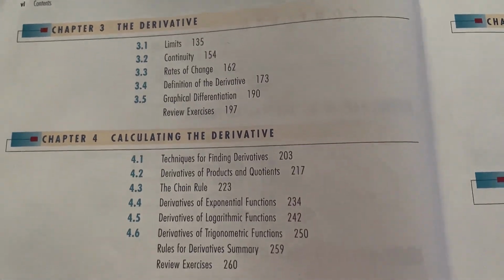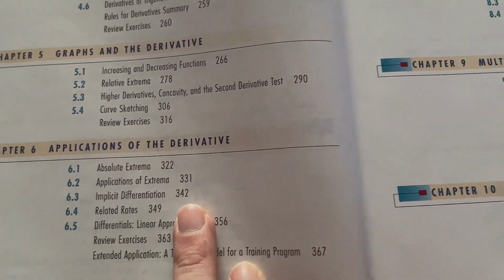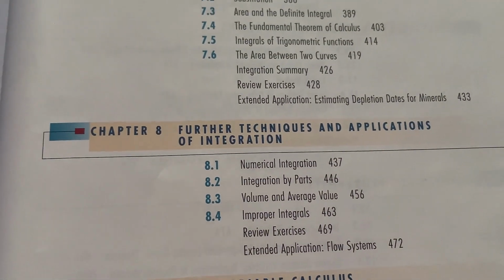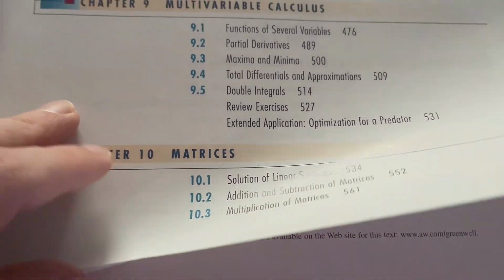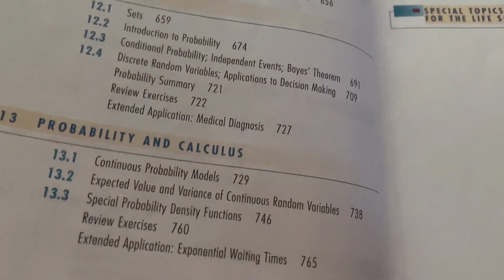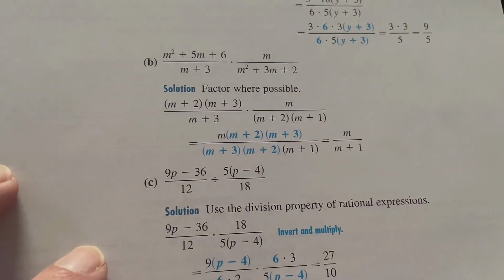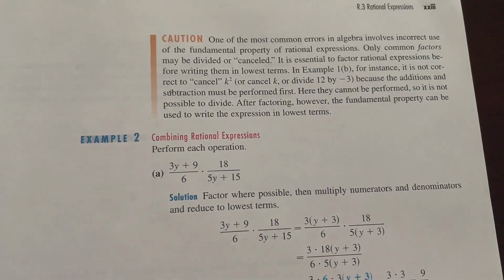It starts with the derivative, calculating the derivative, graphs and the derivative, applications of the derivative, then it jumps to integration, further techniques and applications of integration, multivariable calculus, matrices, differential equations, probability calculus, and so on. We already went through those. And so, like I said, this is a very clean and concise book, which I love. Not too many examples, but the ones that they provide get the job done. Just enough information to really understand the concept.